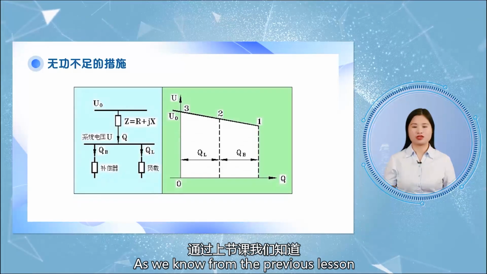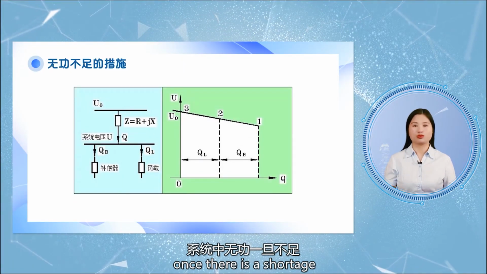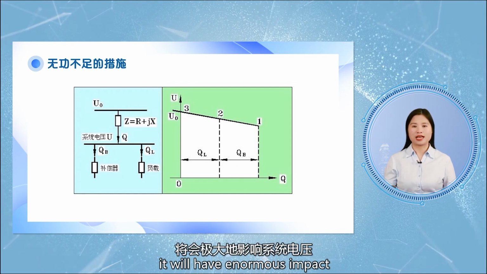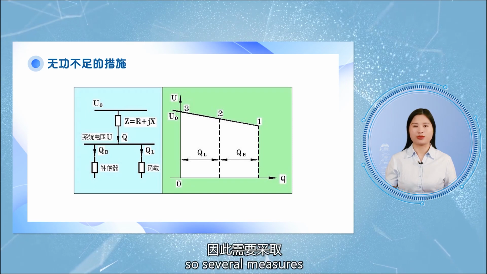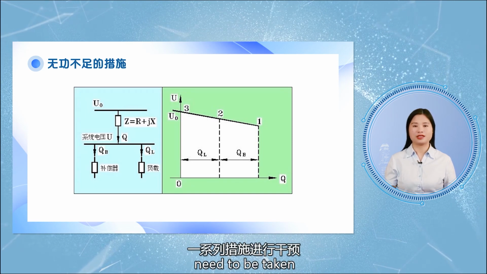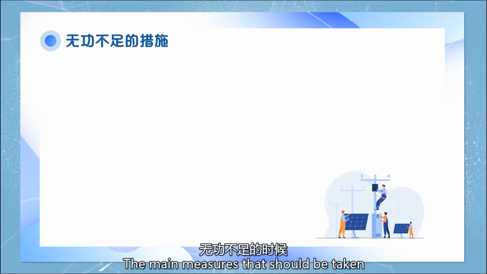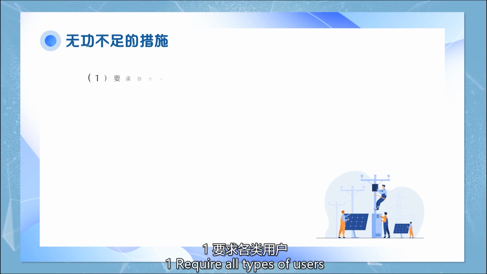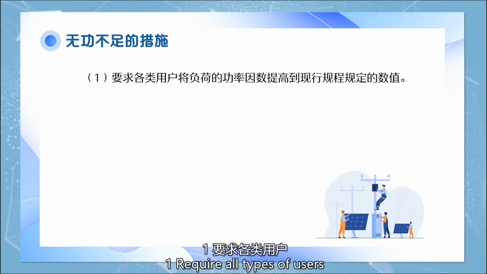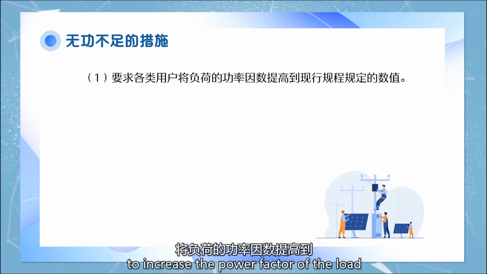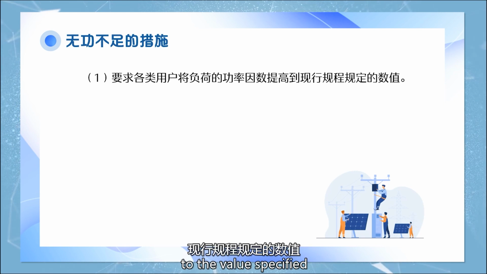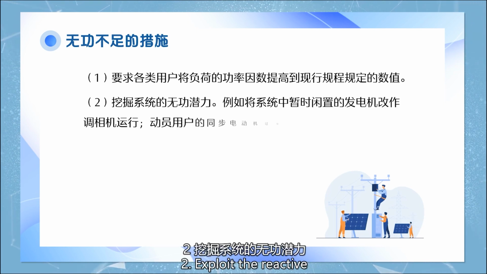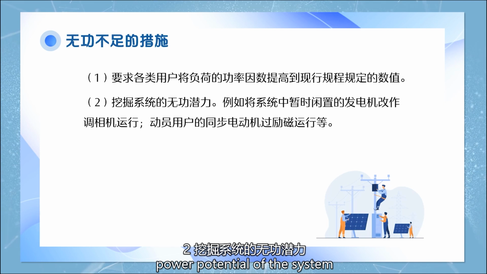As we know from the previous lesson, once there is a shortage of reactive power in the system, it will have an enormous impact on the system voltage. So several measures need to be taken. The main measures when there is a shortage of reactive power are: 1. Require all types of users to increase the power factor of the load to the value specified in the current regulations. 2. Exploit the reactive power potential of the system.